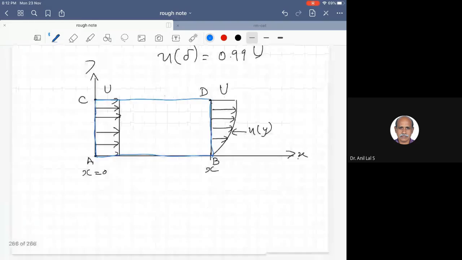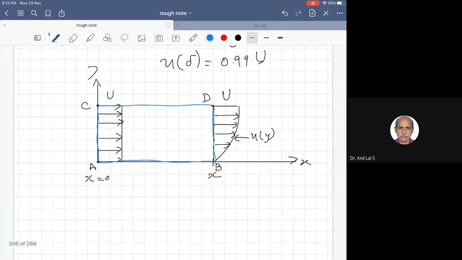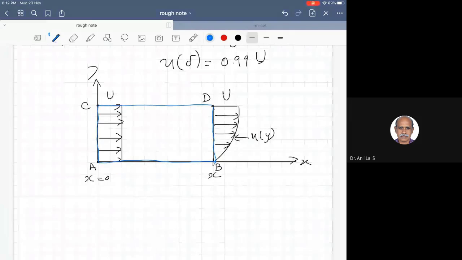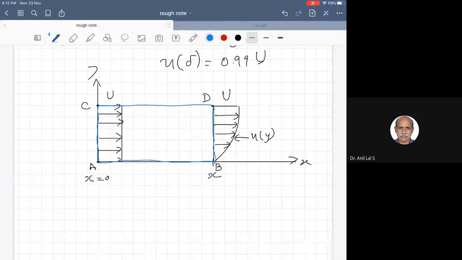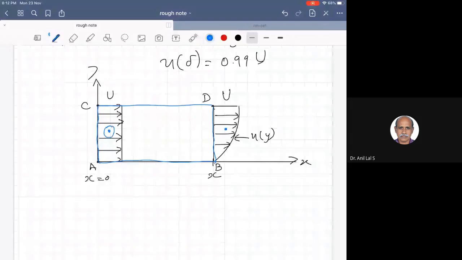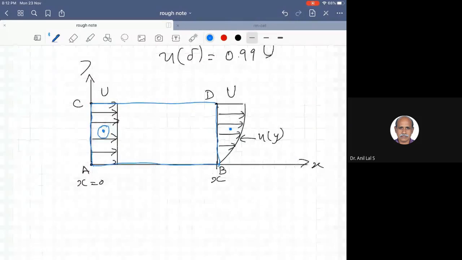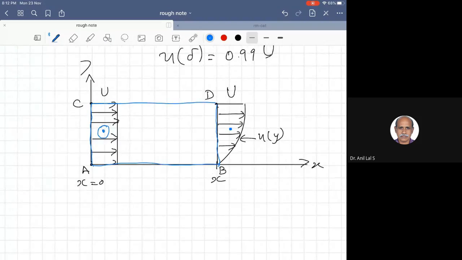As a control volume, we can see that the important effect of the boundary layer is that there is a volume flow rate here, whereas here there is a mass flow rate entering the side AC, whereas the mass flow rate leaving the side BD, because of the boundary layer, is reduced. So where is that mass flow going? The mass flow is flowing across CD.